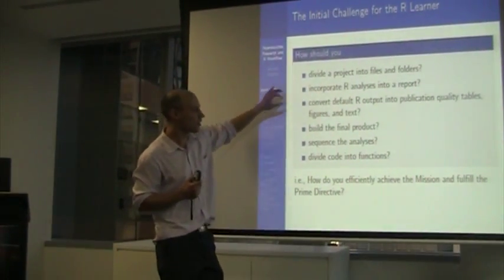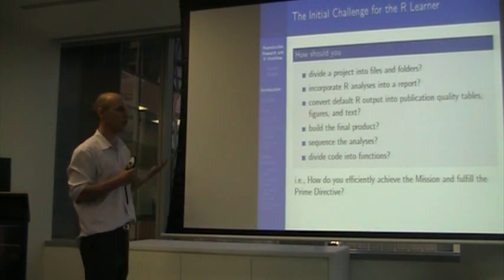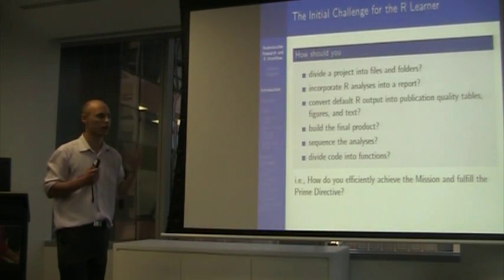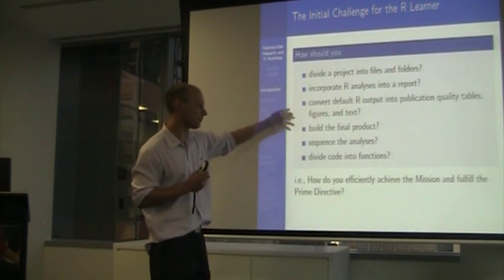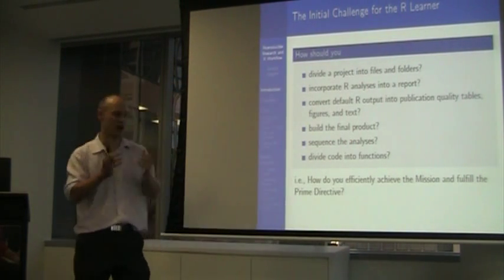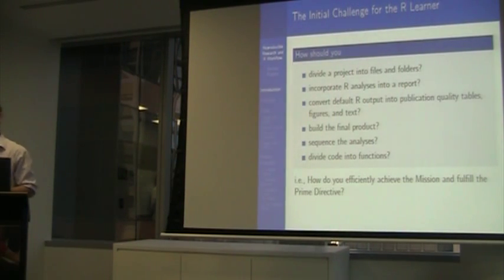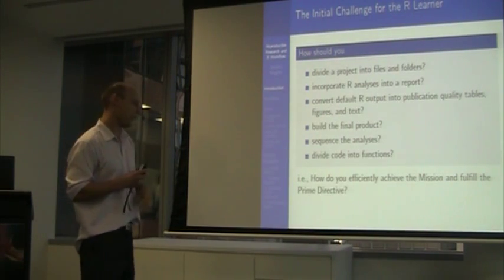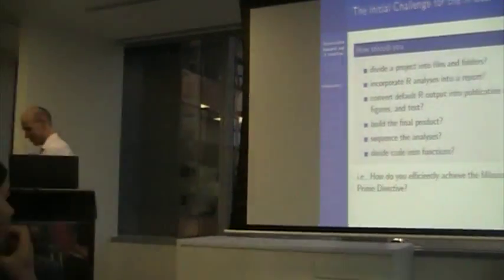There's the challenges. How do you get your figures and your text into something pretty? What if you want to have a production quality table? I mean, the default console output's not quite what you want. How do you build the final product? How do you sequence the analyses? How do you divide it into functions? These are the challenges I had. I don't know if other people find this as well, or whether it's sort of obvious to everyone but me. So yeah, how do I achieve the mission and fulfill the prime directive with all these things going on?